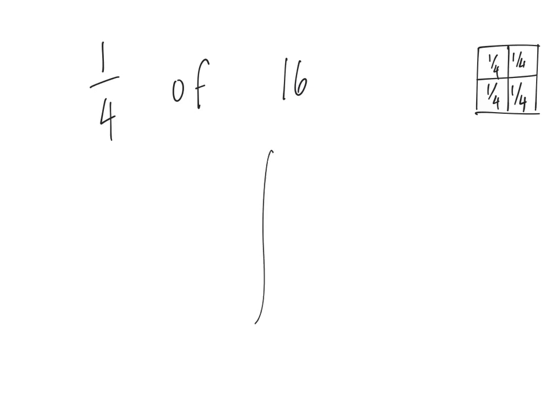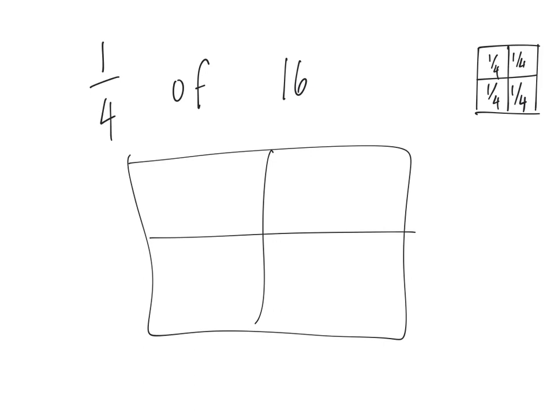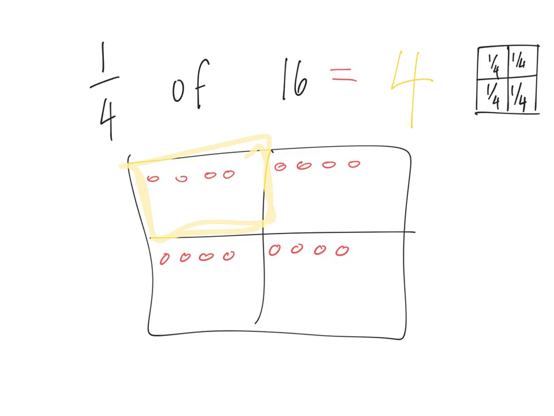So, here are my quarters. Let's count 16. This is just one way you can do it. Count with me. 1, 2, 3, 4, 5, 6, 7, 8, 9, 10, 11, 12, 13, 14, 15, 16. So what is 1/4 of 16? If I look at this 1/4, that's 4. If I look at this 1/4, how many is in there? 4. Yes.